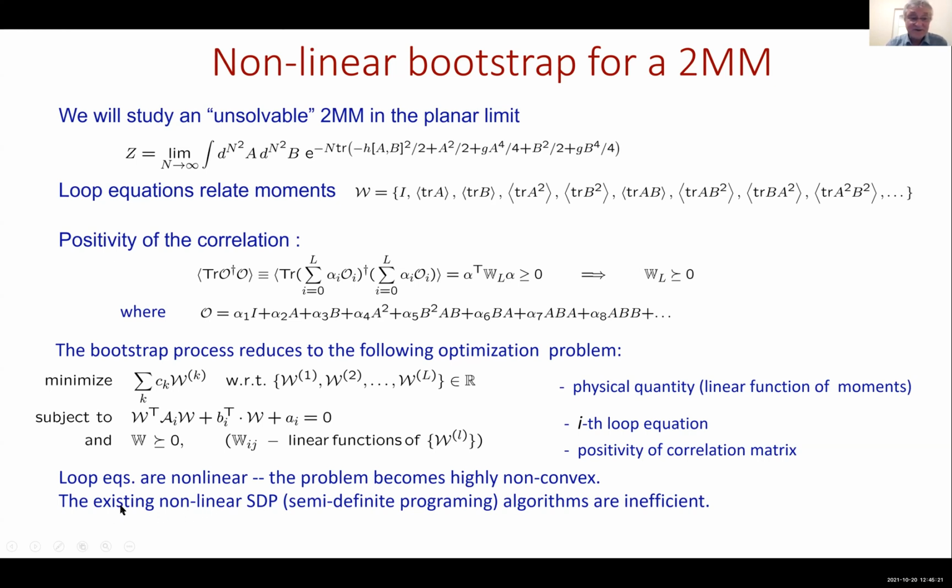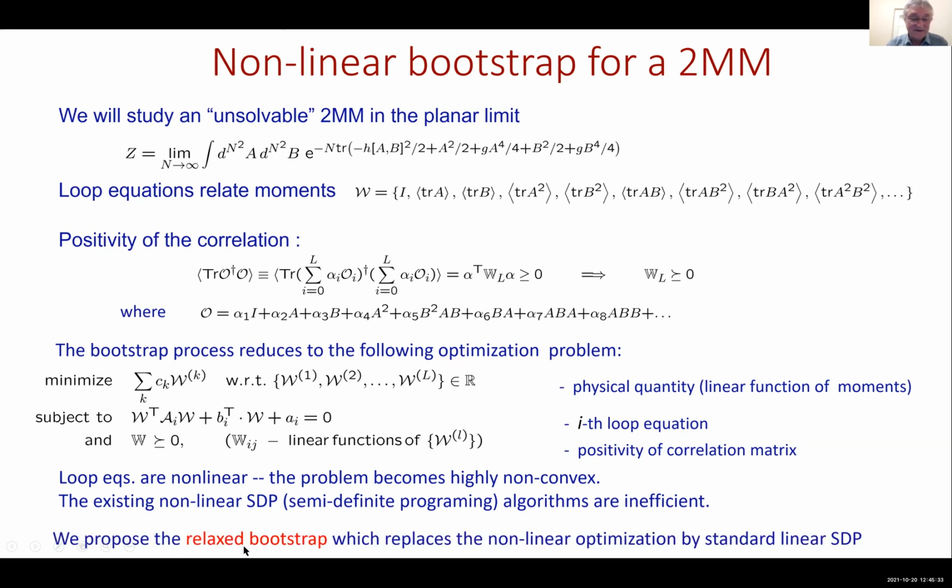As Zechuan taught me, the existing nonlinear SDP algorithms are inefficient. He tried some, and they appear not to be very efficient. Zechuan knows linear algebra very well, and he found a method in the literature, called relaxation, for these optimization problems, which we will apply here to reduce our problem to a standard linear semi-definite programming problem, with standard algorithms which work very well. Let me describe what this relaxation means. Our main problem now is that the loop equations are nonlinear.